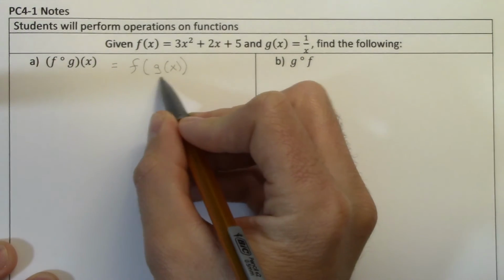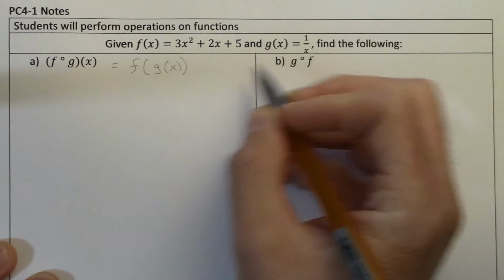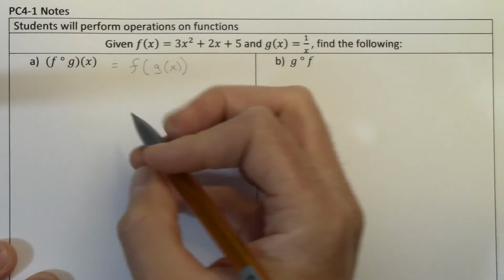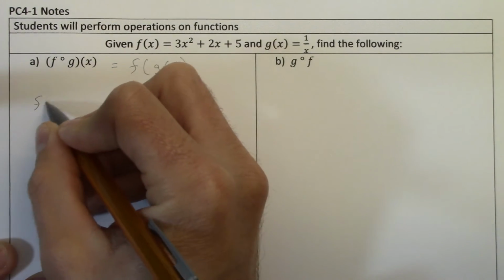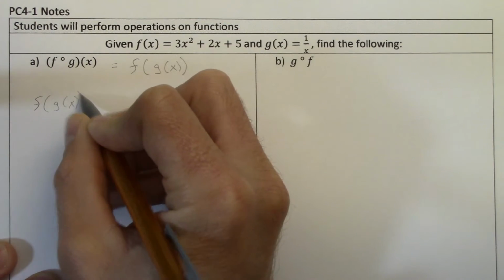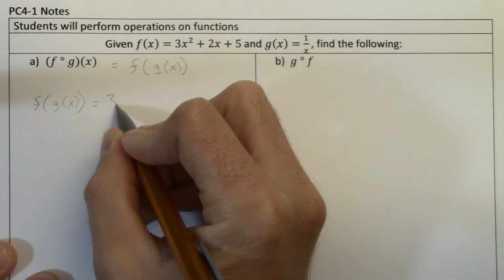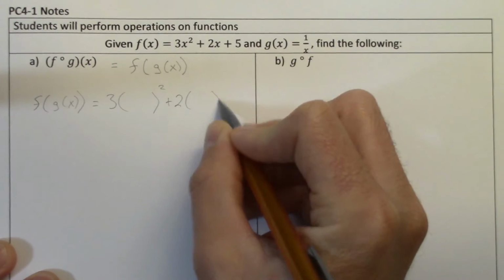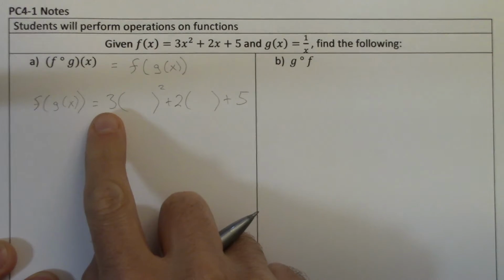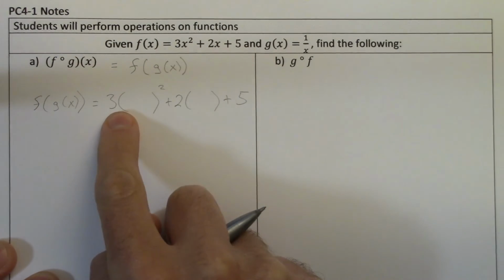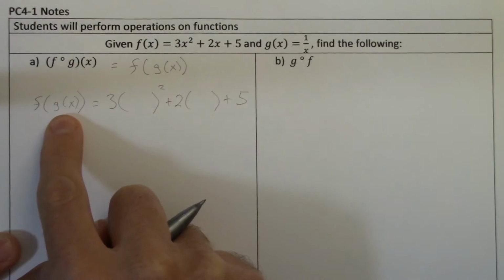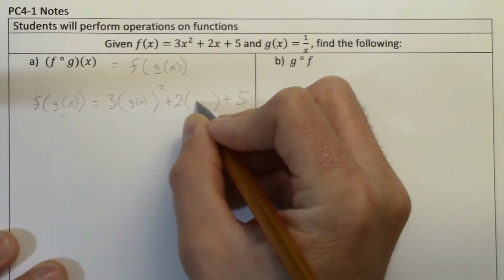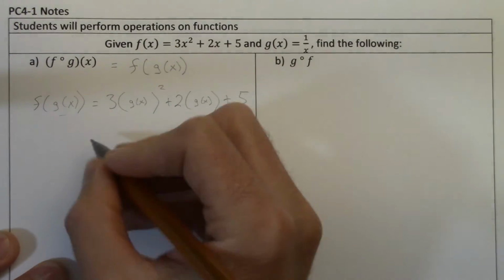So g of x is 1 over x, and I'm going to plug in 1 over x every time I see an x in the function f. The way that's going to look is f of g of x equals, and we're going to write the shell of the function f, putting parentheses every time I see an x. This is f of x without any x's filled in, and instead of an x there, it's going to be g of x. So g of x gets replaced there, and all of these just become g of x.